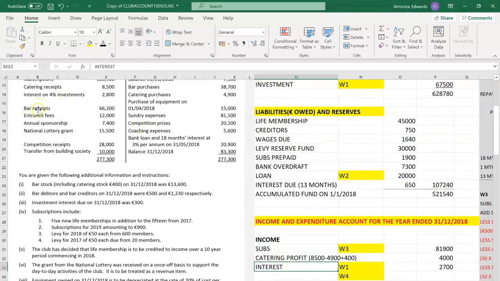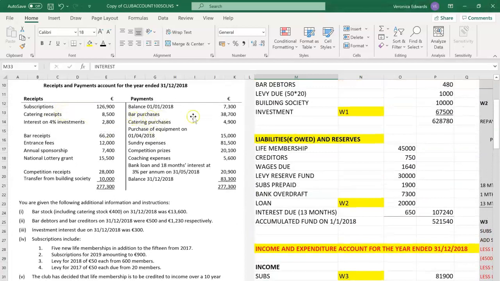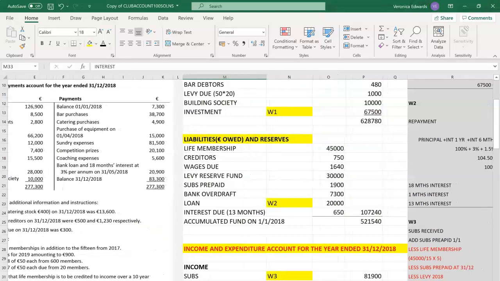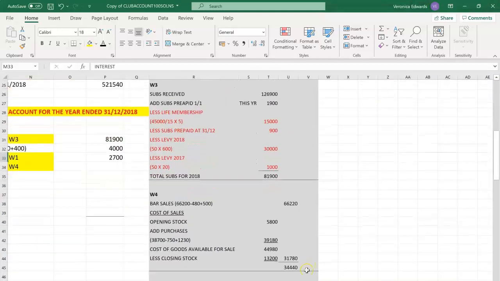The next item we meet is bar receipts, and you notice you also have bar purchases. So it looks as if you're running a bar trade here. So essentially what we need to do is figure out whether you made a profit or a loss by running that trade. And in order to do that, we need to gather together everything basically that relates to the bar. So anywhere you see the word bar mentioned, you need to gather that information together now. And what we'll do is we'll use that information to construct a trading account. So what we're going to do is take the information, put it into a working, and figure out whether or not we've made a profit or a loss.